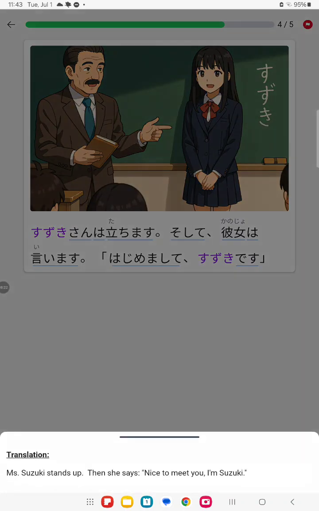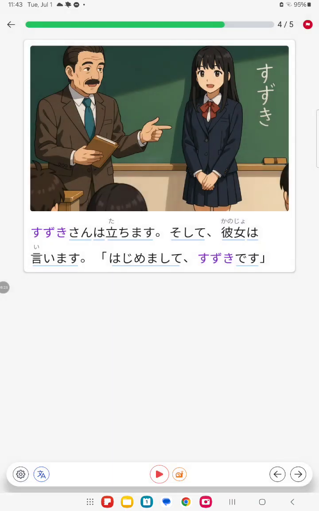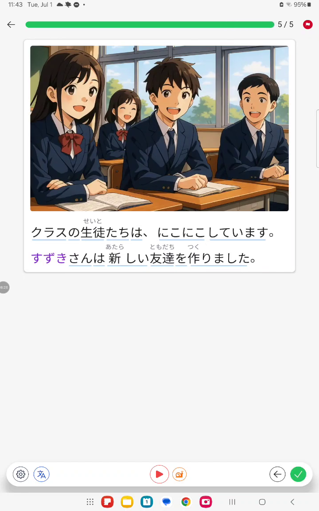And here's the translation. Class no seito tachi wa nico nico shite imasu. Suzuki-san wa atarashii tomodachi o tsukurimashita. クラスの生徒たちはニコニコしています。鈴木さんは新しい友達を作りました。 By the way, apparently this is the word for class.